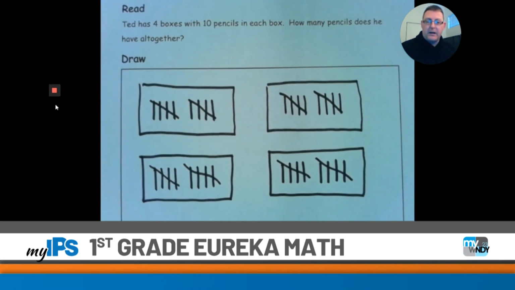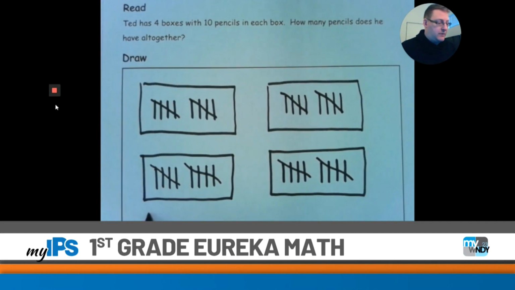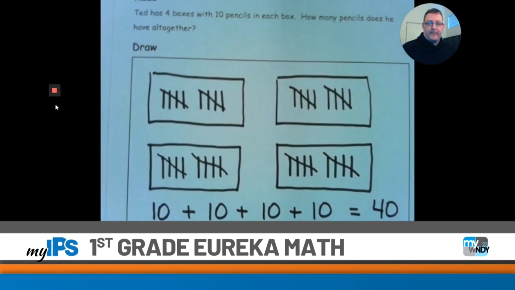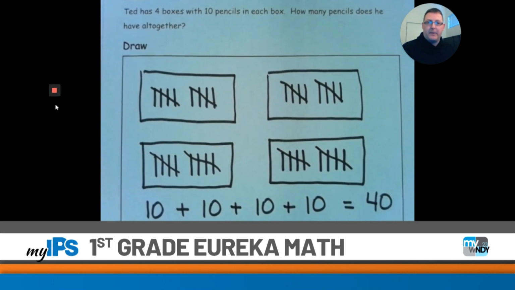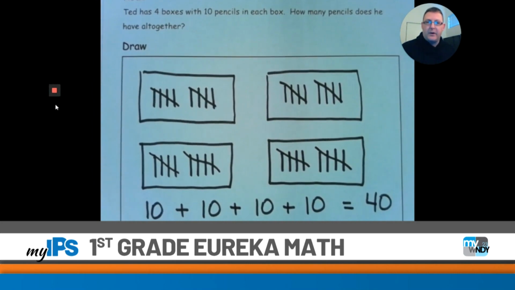Watch me as I write a number sentence to match our counting. 10 plus 10 plus 10 plus 10 equals 40. Write that number sentence on your paper. Pause the video if you need more time to write.